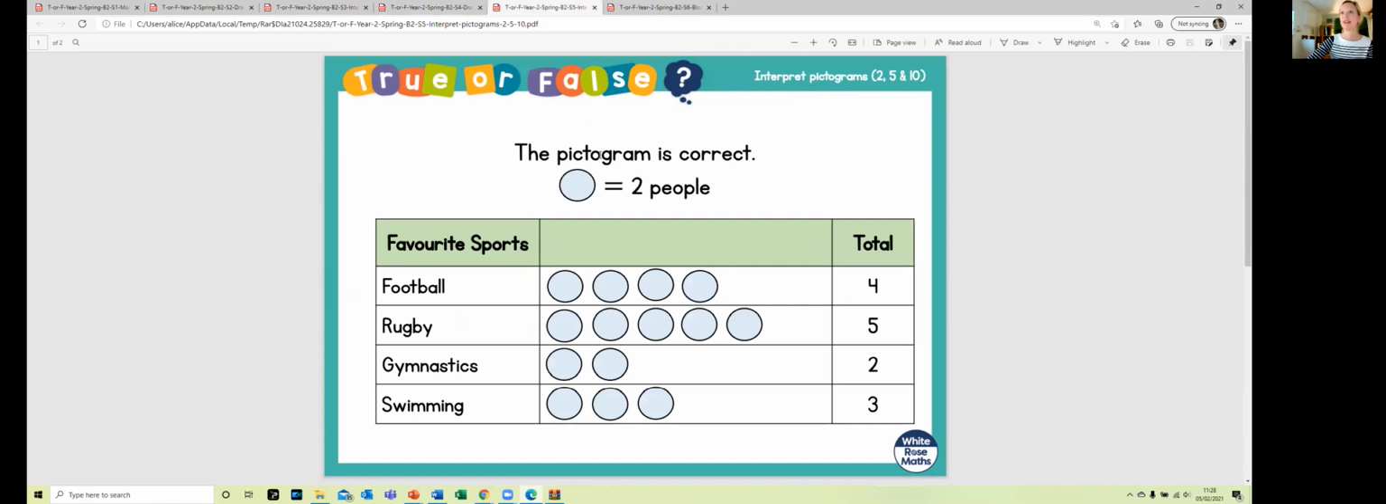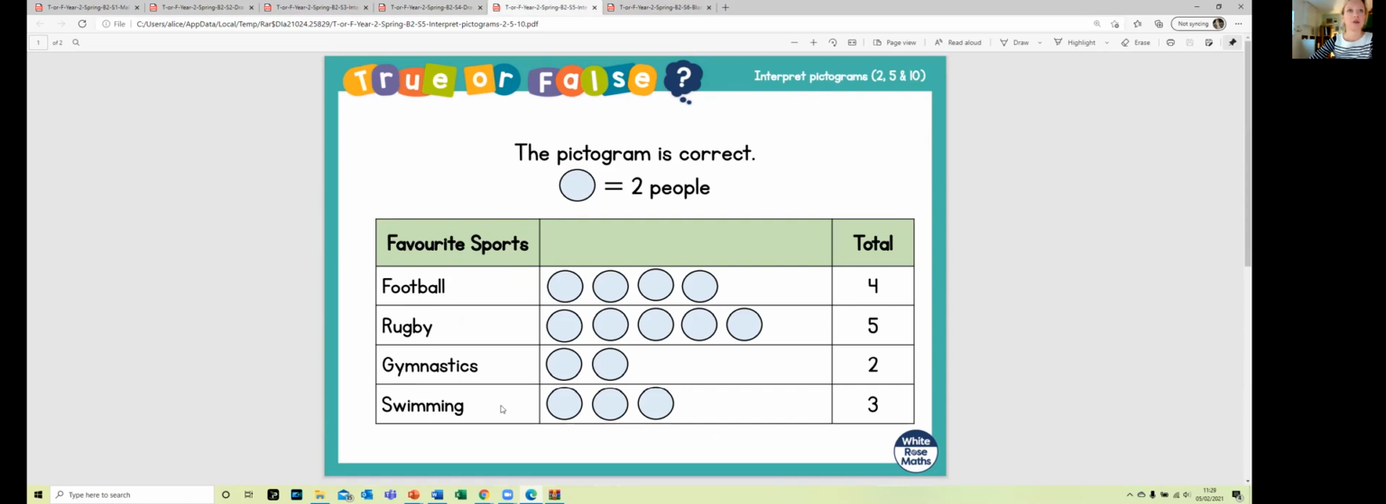The pictogram is correct. And the key it gave us was that a light blue circle has the value of 2 people. So favourite sport. This has been a survey on favourite sport, and the sport options are football, rugby, gymnastics, swimming.